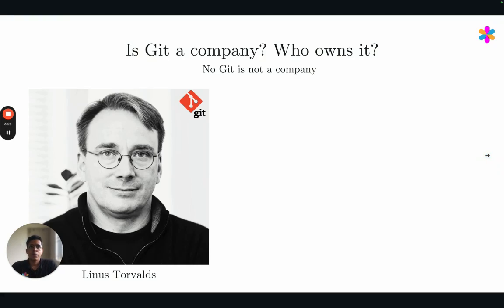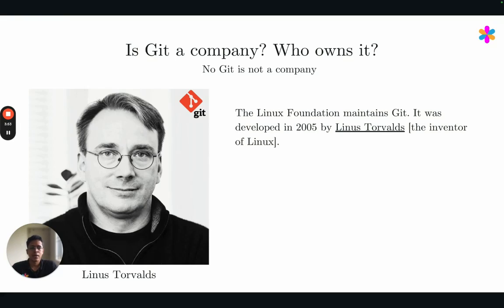And you might be wondering, since I have been mentioning Git and GitHub a little bit interchangeably up until this point, what exactly is Git? Is that a company? Who owns it, etc.? I'll come to the exact distinction between Git versus GitHub, but I just wanted to answer this question so that it's clear for you. Git is not a company. Git is basically a framework developed by Linus Torvalds. He was also the founder of the Linux operating system. So the Linux Foundation maintains Git, and this was developed in 2005.